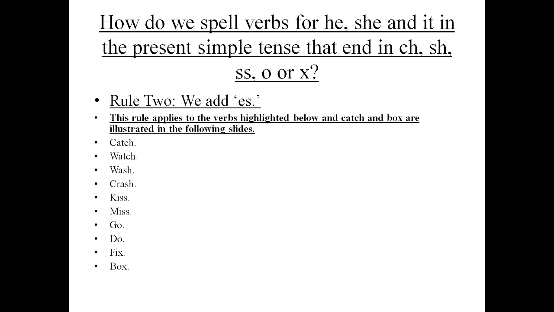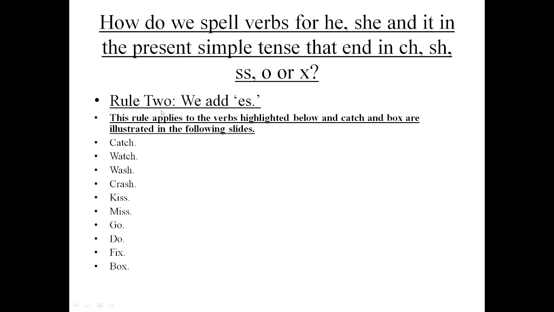The next rule: how do we spell verbs for he, she and it in the present simple tense that end in CH, SH, SS, O or X? And this is rule 2, where we add ES. And this rule applies to the verbs highlighted below. Catch and box are illustrated in the following slides, like they were with the rule 1 ones we looked at. Catch, watch, wash, crash, kiss, miss.